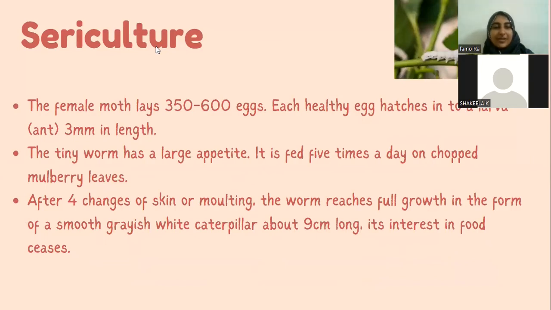I have visited some of them. There are a lot of small shed-like areas where all the silkworms are kept, and there is a lot of feed also. The mulberry leaves are being fed to all of them.